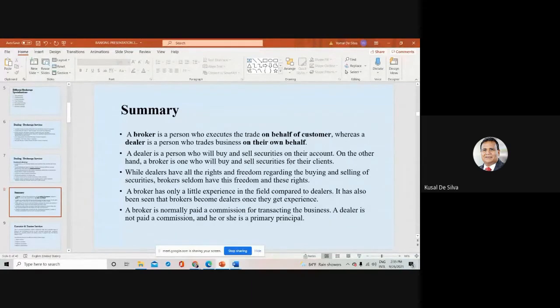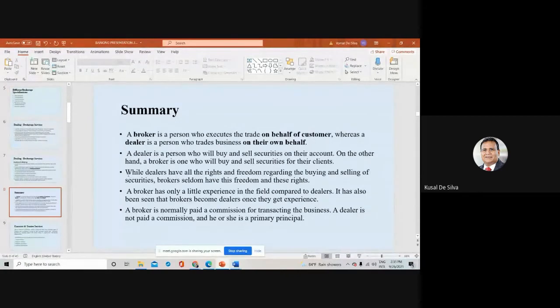Always the broker is the person at a lower level, so he interacts with the individual customer. The dealer is at a higher level with more exposure, more experience, and they handle bigger volumes, or basically the institutional kind of things. While dealers have all the rights and freedom regarding the buying and selling of security, brokers seldom have this freedom and these rights, because generally a broker doesn't have that kind of freedom to take decisions.